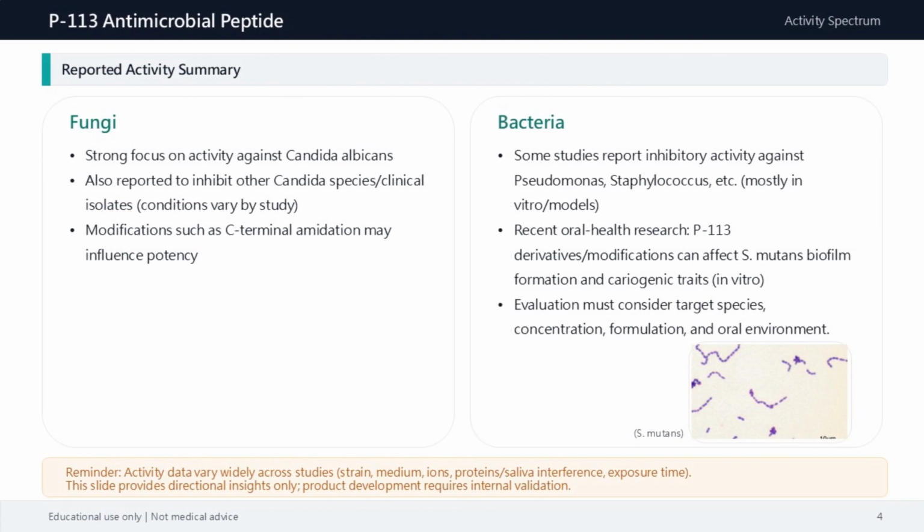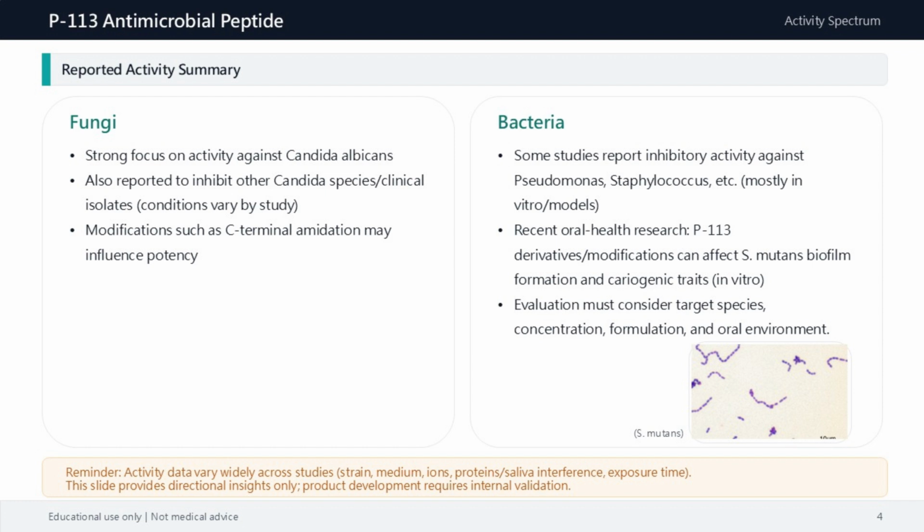In terms of its activity spectrum, P113 is a versatile performer. It is most famous for its strong inhibitory action against Candida albicans, which is a major cause of oral yeast infections. But its potential doesn't stop there. Research has also shown promising activity against bacteria like Pseudomonas and Staphylococcus, as well as S. mutans, the primary culprit behind dental cavities.